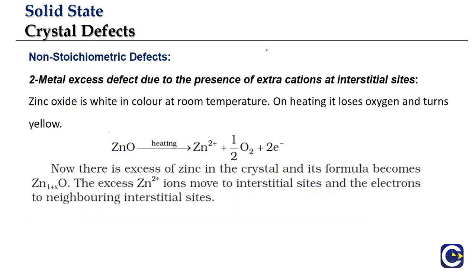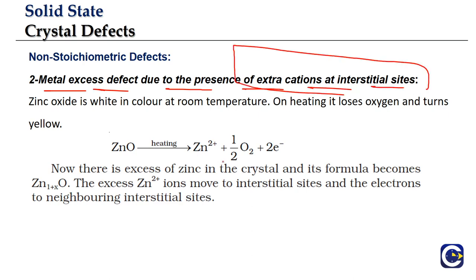The other type of non-stoichiometric defect that can happen, again because of metal excess, is due to the presence of extra cations in interstitial sites. Previously, it was the anions missing from their places. Now the metal excess defect is because of what? Extra cations in the interstitial sites. So we'll see how that comes.